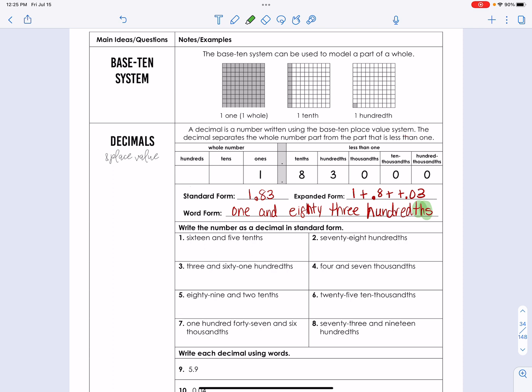Okay, so the first one here, it says 16 and 5/10. So that would be 1 decimal place. Okay, 3 and 61/100ths. So it's going to end here. 80 and 2/10. So 0.2. 147 and 6/1000ths. So your thousandths place, here's the tenths, here's the hundredths, here's the thousandth. So I would like you to do these 4. Pause the video and do those 4.